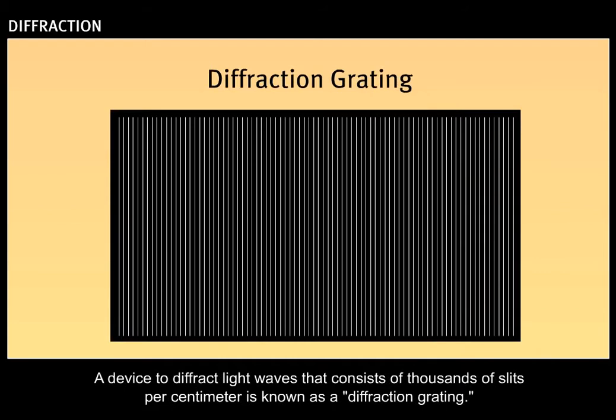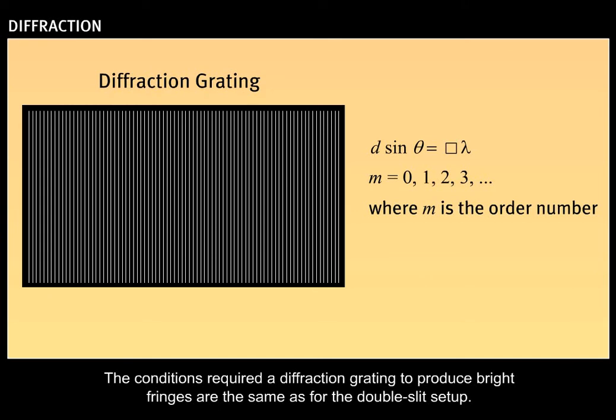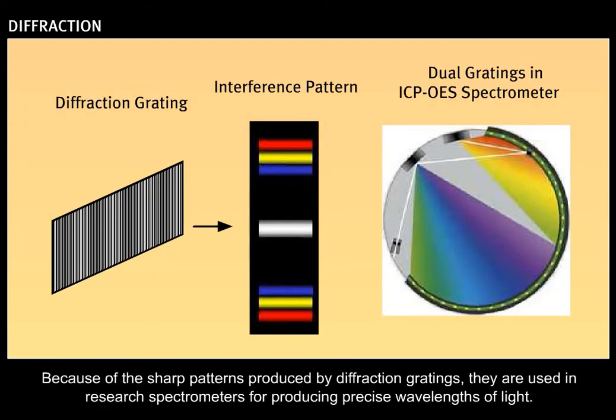A device to diffract light waves that consists of thousands of slits per centimeter is known as a diffraction grating. The conditions required for a diffraction grating to produce bright fringes are the same as for the double slit setup. Because of the sharp patterns produced by diffraction gratings, they are used in research spectrometers for producing precise wavelengths of light.